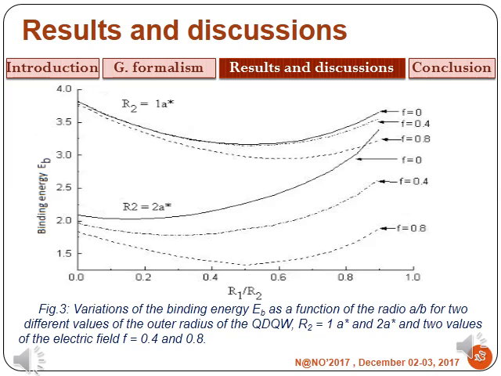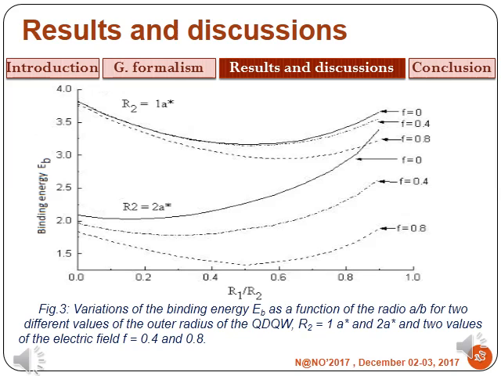In figure 3, we present the binding energy as a function of the ratio R1 on R2 for two different regimes of confinement, R2 equal to 1 and R2 equal to 2, for two values of the electric field, F equal to 0.4 and 0.8. We see that the binding energy depends strongly on the ratio R1 on R2, increasing from 0 to 1 and presenting a minimum, which can be used in nanofabrication of quantum dot quantum wells.